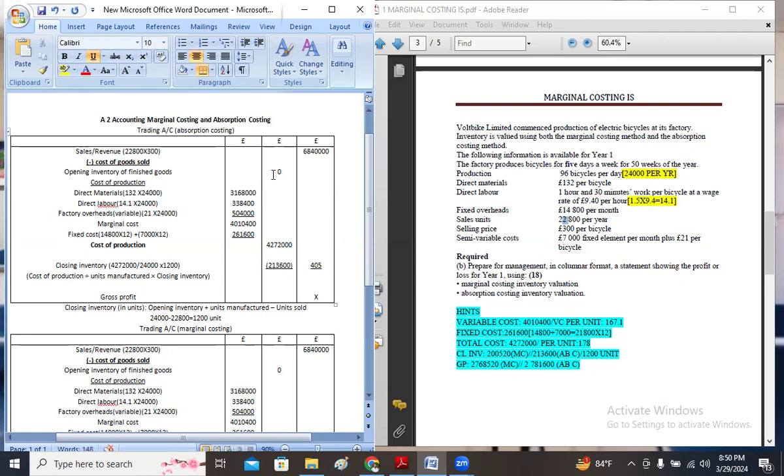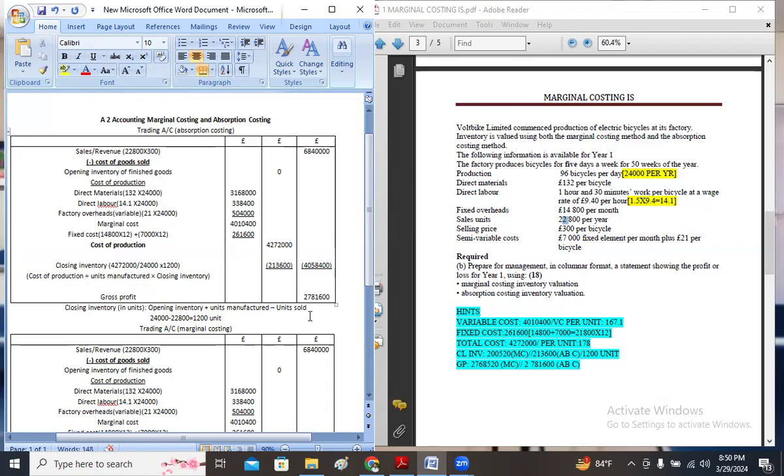So we have opening inventory 0. For the cost of production, we have to deduct the closing inventory to find the value of cost of sales, which is 4,058,400. Then from the revenue of 684 million, we have to deduct total cost of sales to get the gross profit.